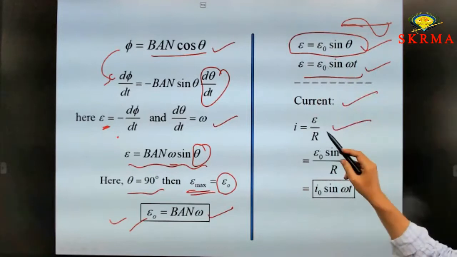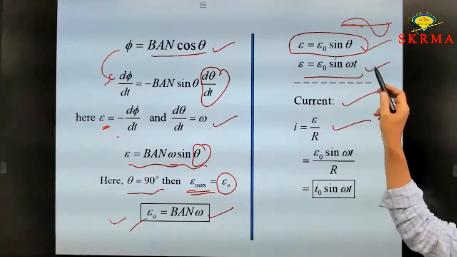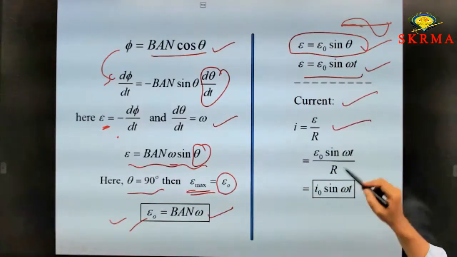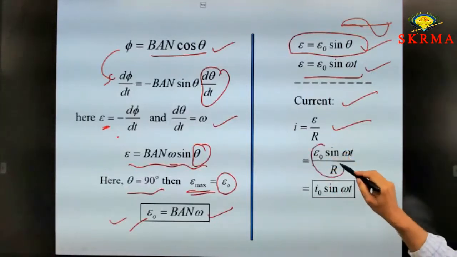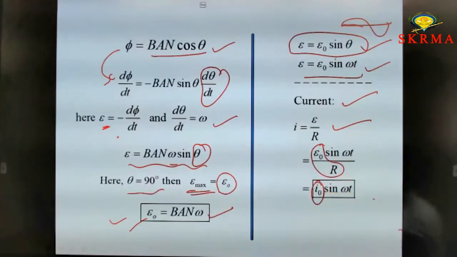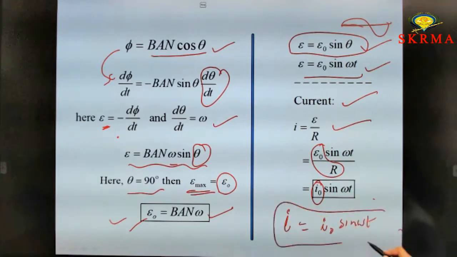Instead of E, you can write E naught sin omega t. E naught sin omega t by r. E naught by r is I naught, so I is also in sin format. That is AC current, I naught sin omega t. This is the basic equations in AC generator.